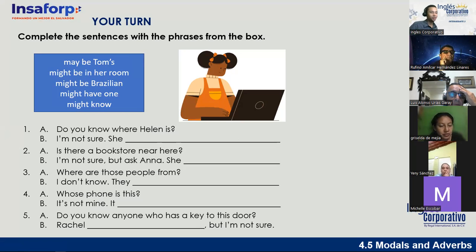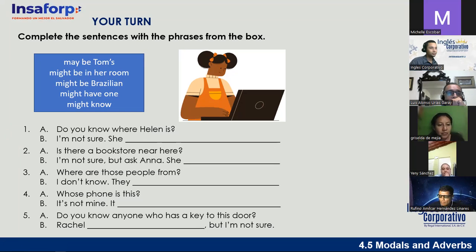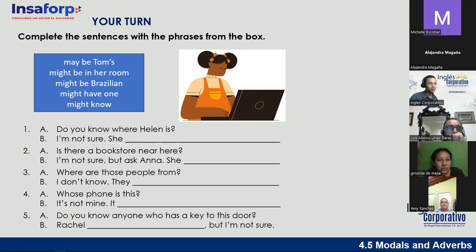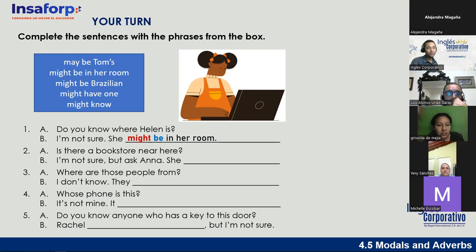Volunteer, please. Who wants to try? Michelle, and then Alejandra. Do you know where Helen is? She might be in her room. That is correct. Okay, very good. Do you know where Helen is? I'm not sure. She might be in her room.